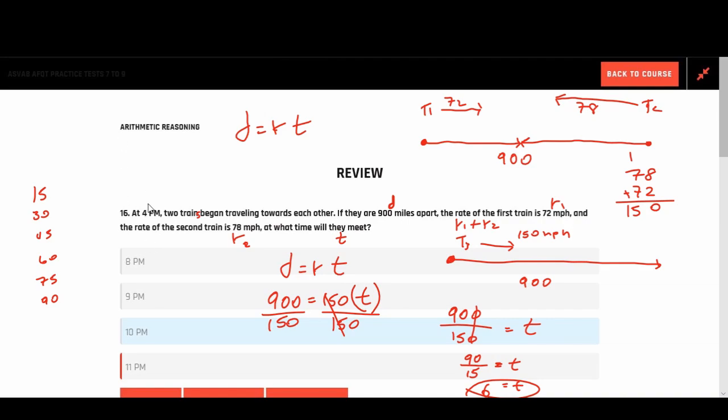So we have to add 6 hours to 4 p.m. So that's 4 to 5, 5 to 6, 6 to 7, 7 to 8, 8 to 9, 9 to 10. In other words, they'll meet in the middle here at 10 p.m. Okay? So again, that's that one.